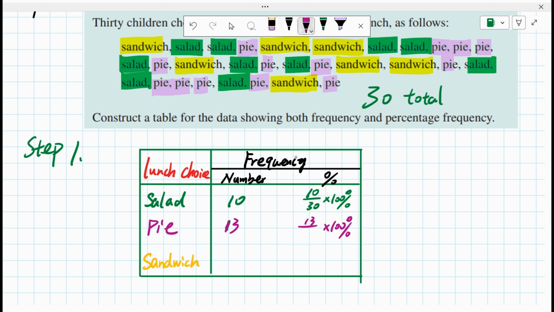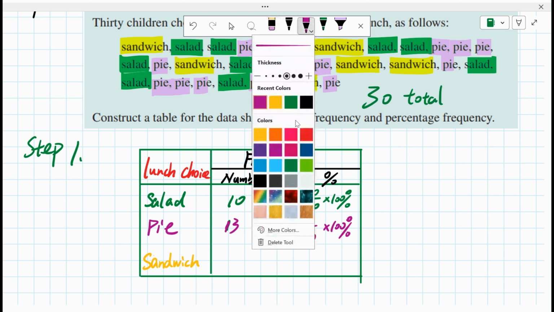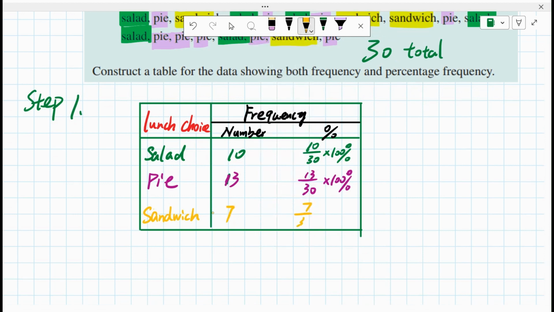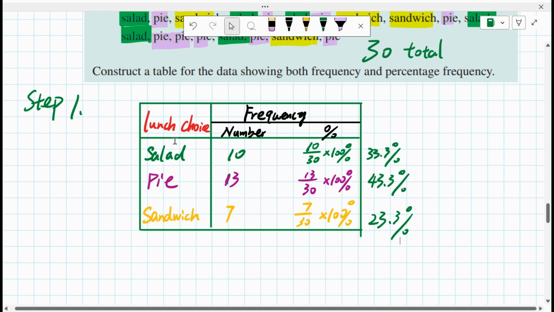Perfect. And then 30, yeah. We have sandwich, which is 7 people. So 7 of 30, multiplied by 100. Put that into your scientific calculator or blue CAS calculator, okay? It turns out there is 33.3% for salad, 43.3% for pie, and 23.3% for the sandwich. Perfect. Then that's a table showing the data. Does that make sense for you?